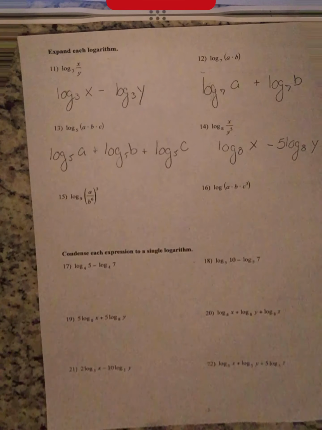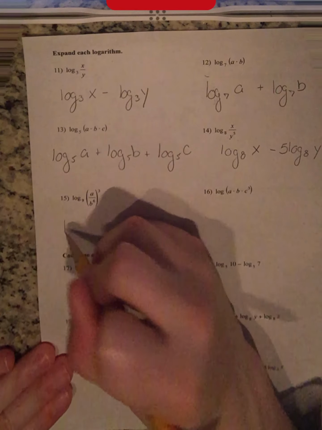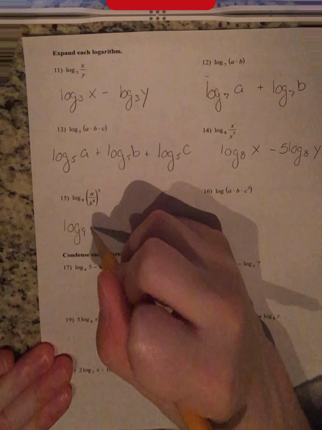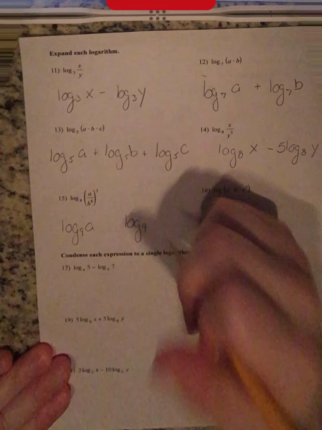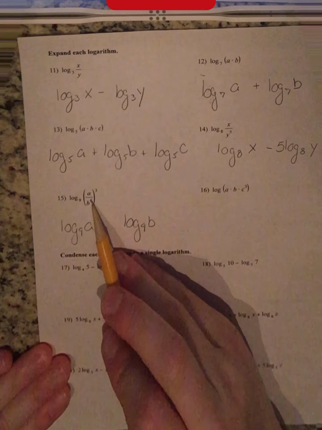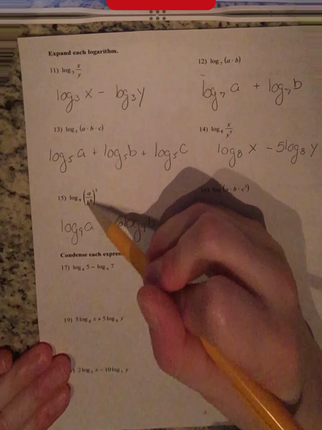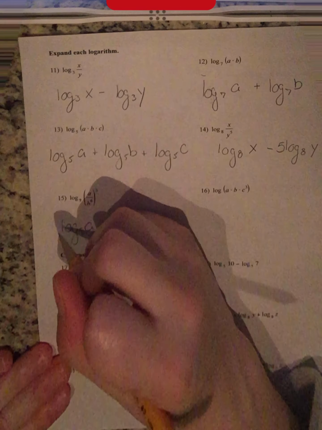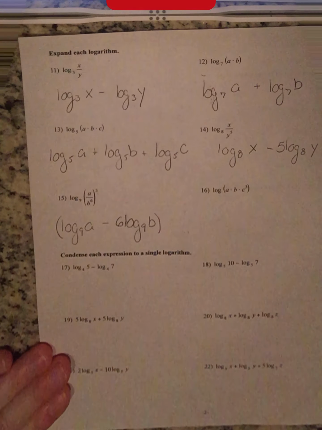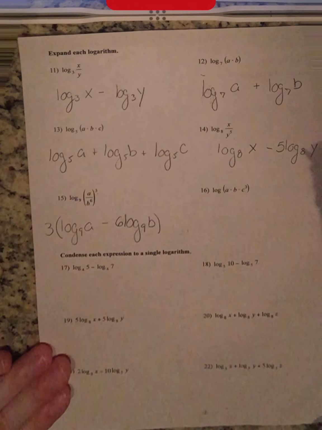All right, the next one has even more going on. It's a little bit crazy. So we've got log base 9 of a. We have log base 9 of b. But b was raised to the 6th power, so we're going to put a 6 in front of that one. These two were division, so it's going to be subtraction in the middle. But we did have this all raised to the 3rd power, so guess what? Big set of parentheses, and we're going to put a 3 in front of the whole thing. Isn't that awesome? Okay, next one.